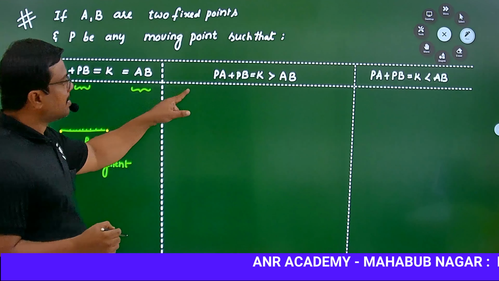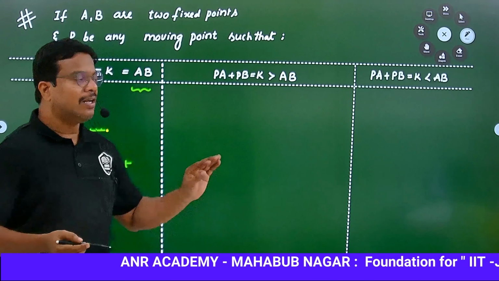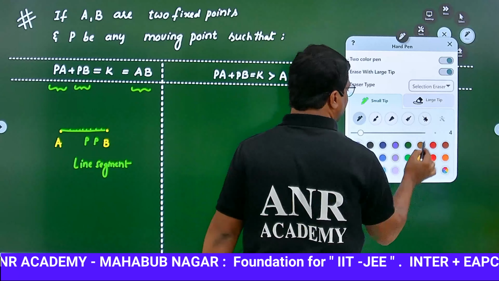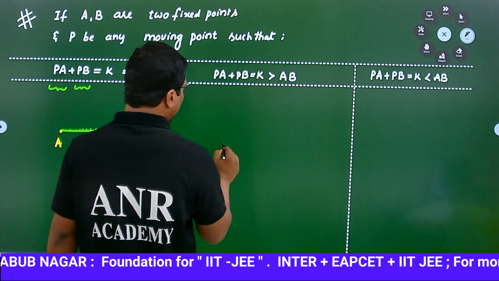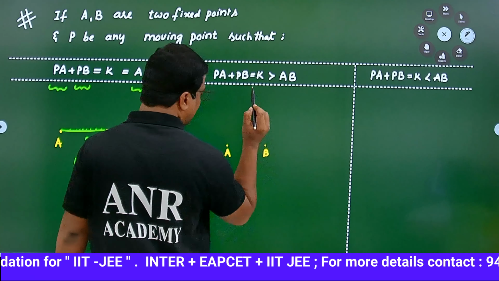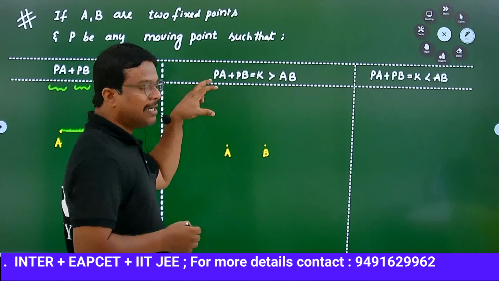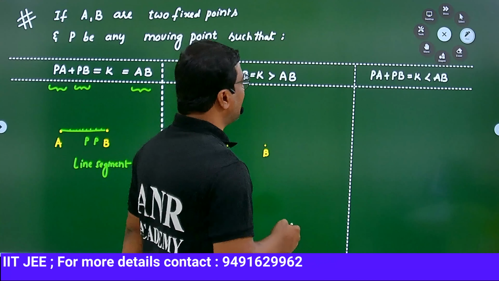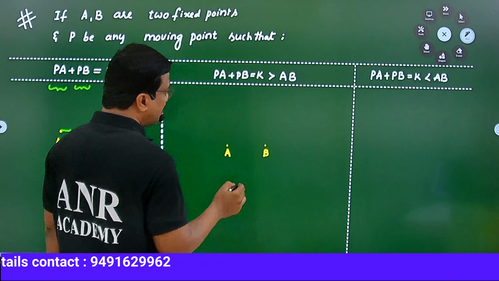Next, second one, PA plus PB equal to constant and that constant should be more than AB. First I am going to select two fixed points A and B and then go for moving point P. Suppose that here there is a point A and here another point, it is B. Now let us choose the point P which satisfies this condition, the distance of PA and PB whose sum should be greater than AB. I am going to select moving point, suppose P here.